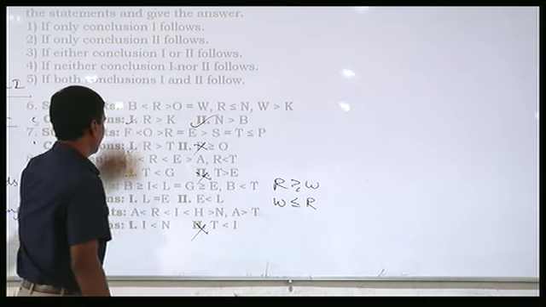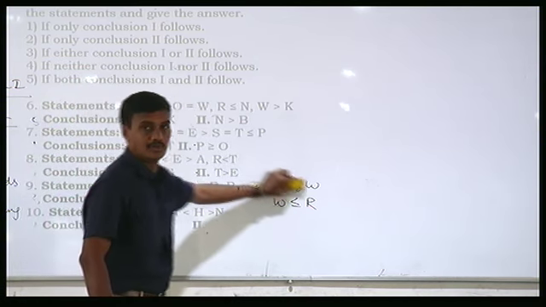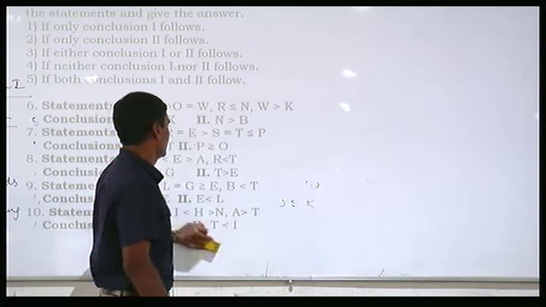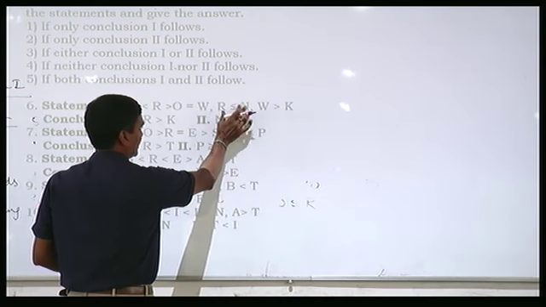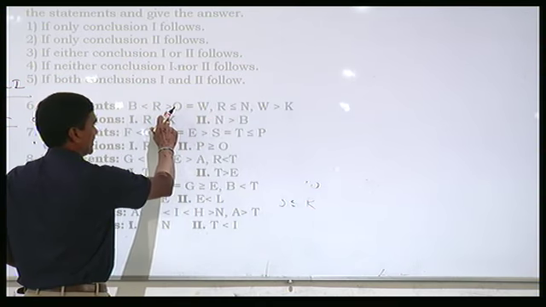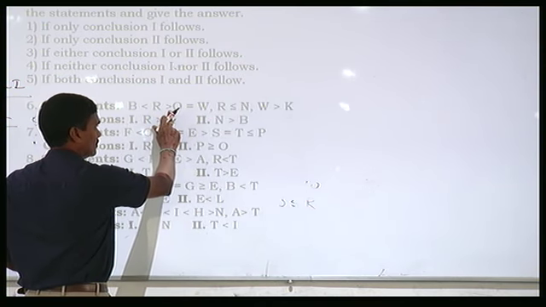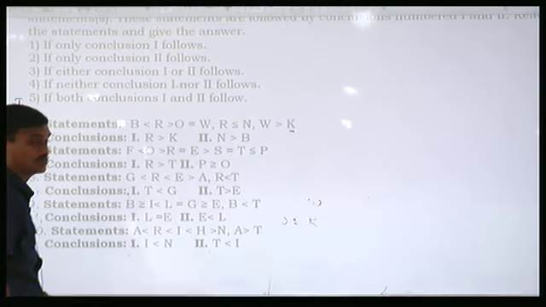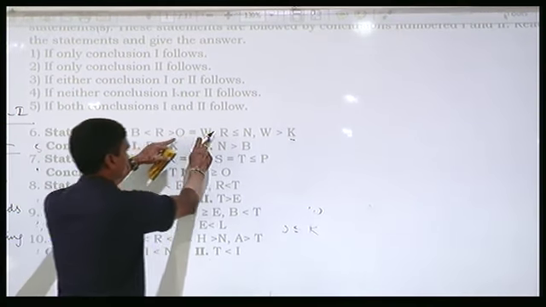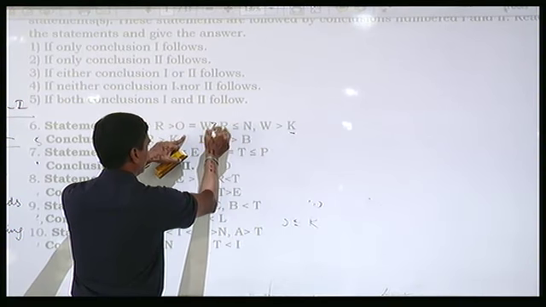Then question number 6 to 10. Whatever this question number 6 to 10. R and K. Where is R here? R is N. Isn't it? R is greater than O. Then where is K here? K is here. What is the element which is common between these two? W is common. Hence R greater than O. O equals to W. That means W greater than K.